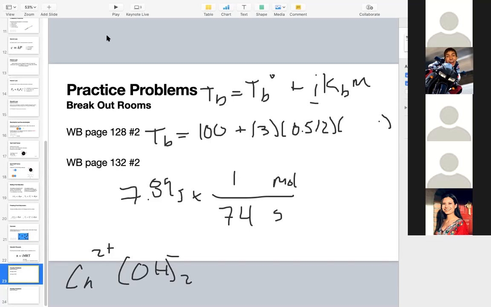So knowing this, we could just divide to see how many moles we have. So 7.89 divided by 74, which comes out to 0.1. It's a nice number. 0.1. We can use 0.11.